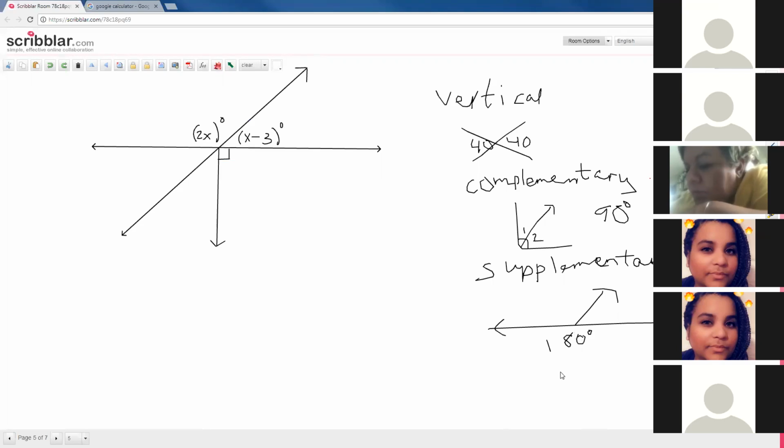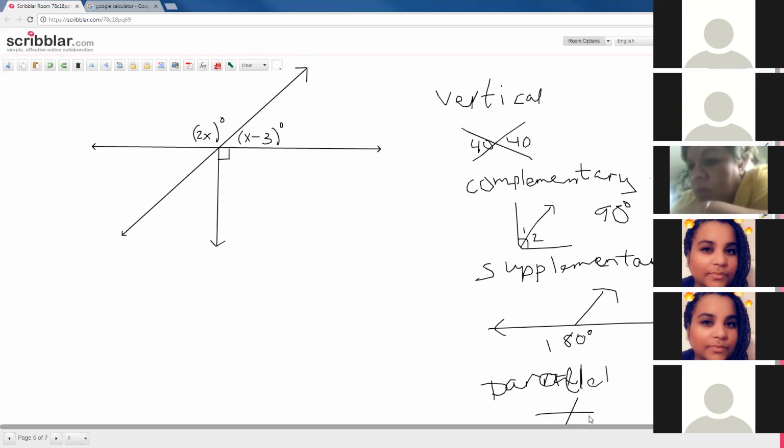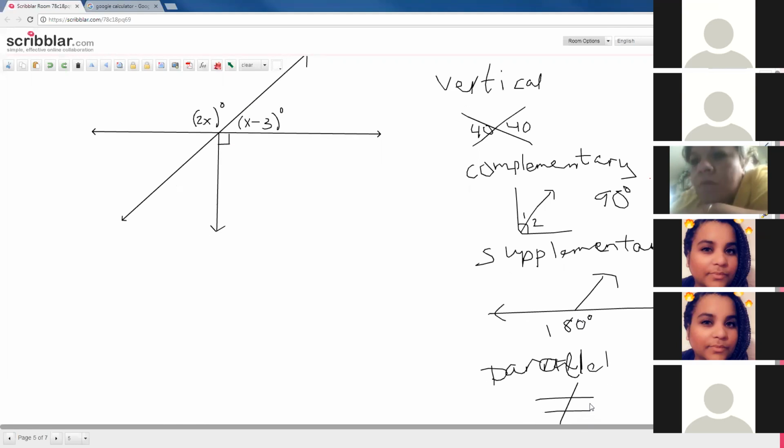And we had our parallel lines. Parallel with a transversal. So parallel were the two lines that didn't cross, and the transversal is that third line that cuts through it. And parallel had both situations. It had some congruent, some 180.